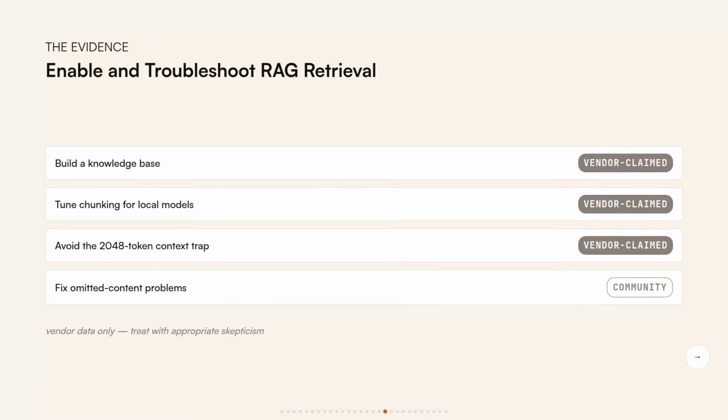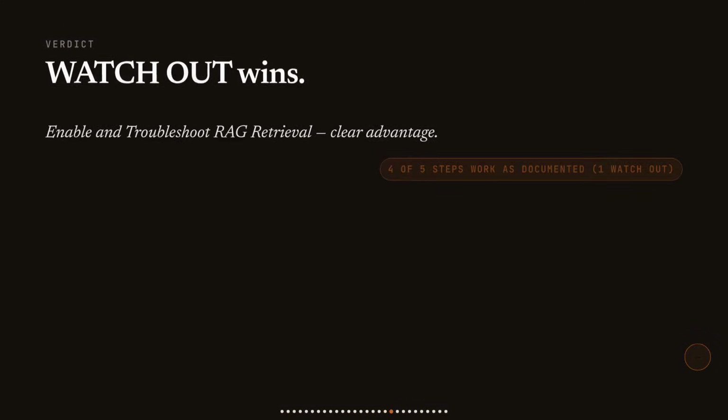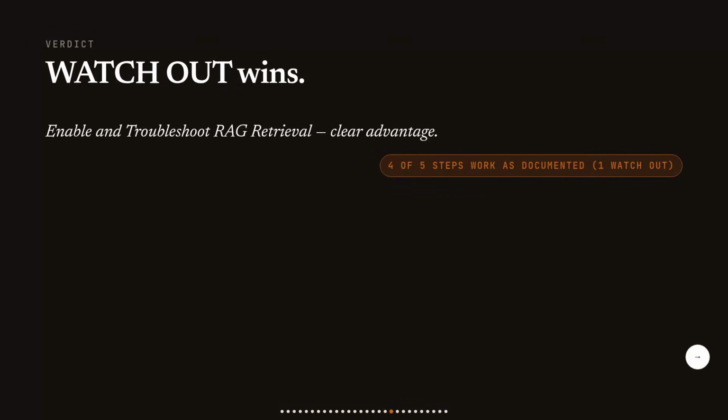Community reports add another layer, critical information going missing from PDFs entirely, which is why Tika or Docling extraction gets recommended instead of the default parser. This step goes to the setup journey, not to Open WebUI's default behavior, because the tuning required here is real, not optional. This is the step that flips the scoreboard.